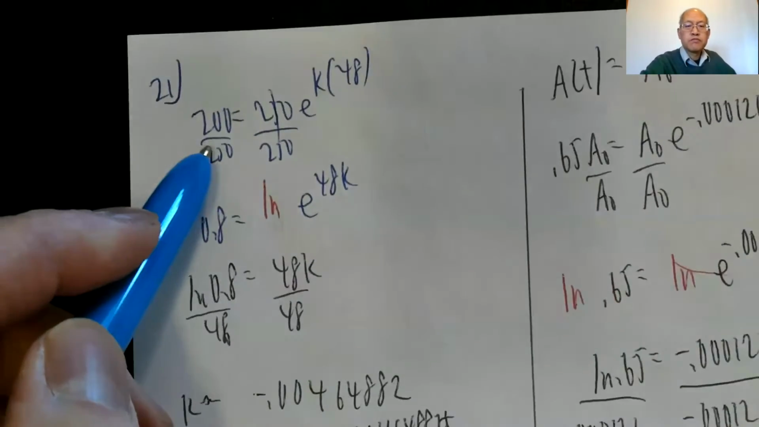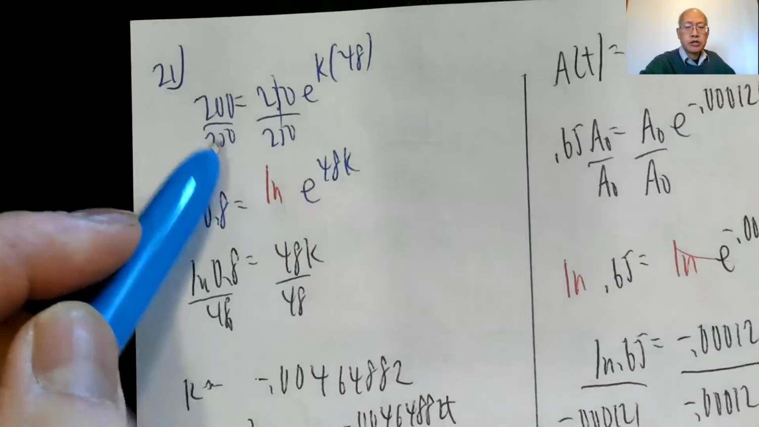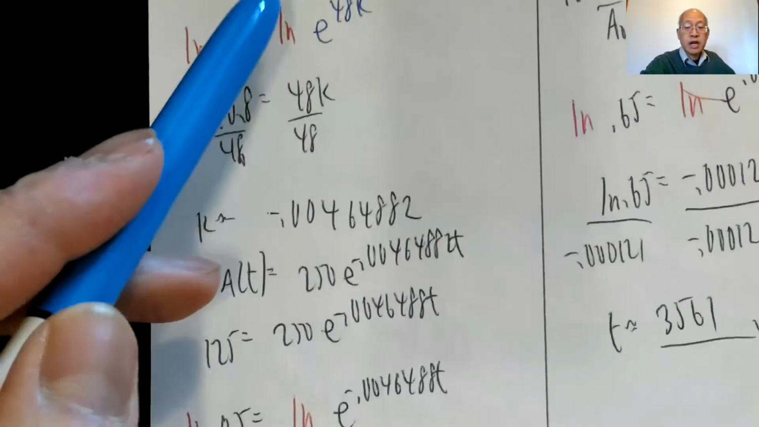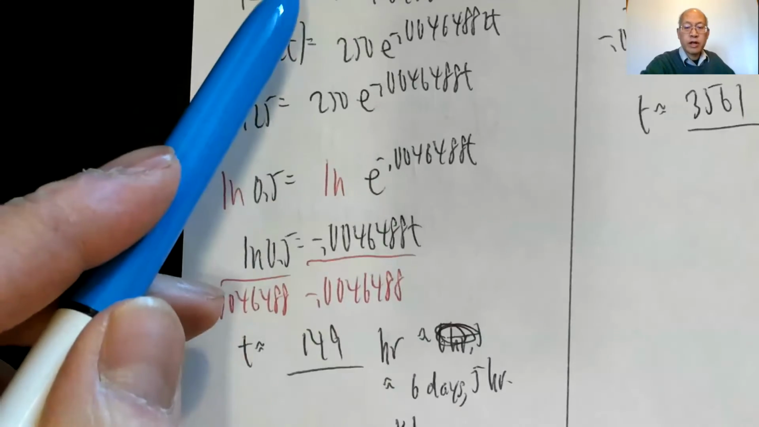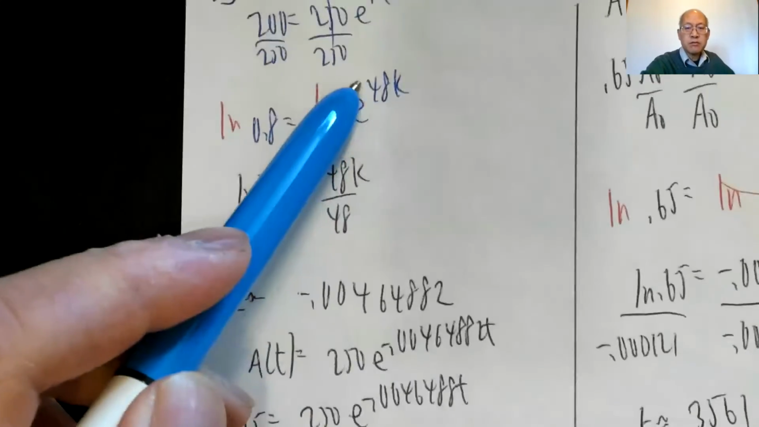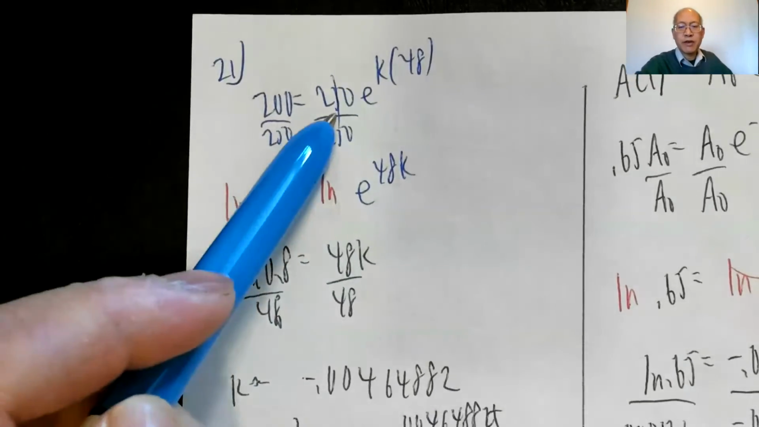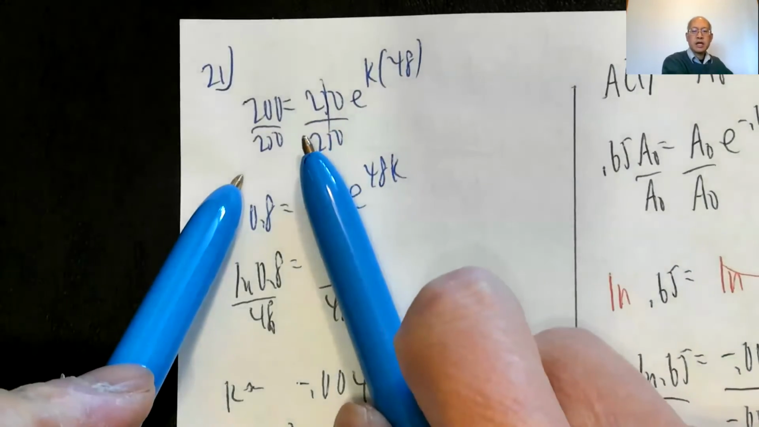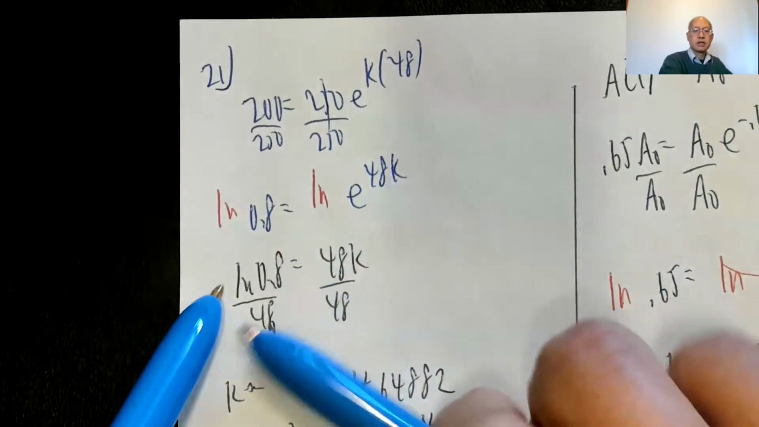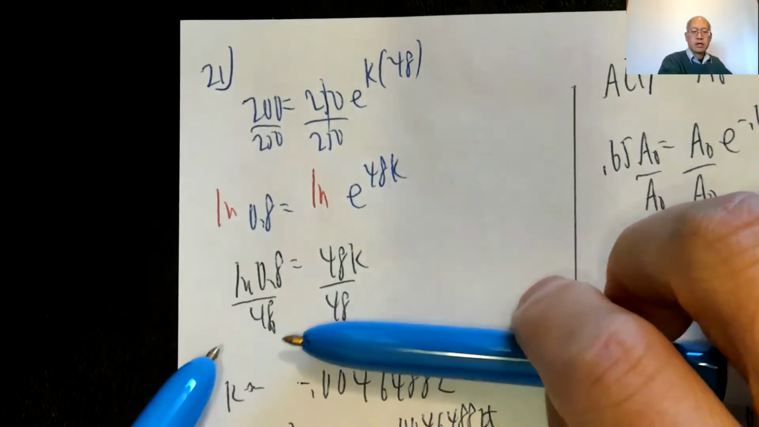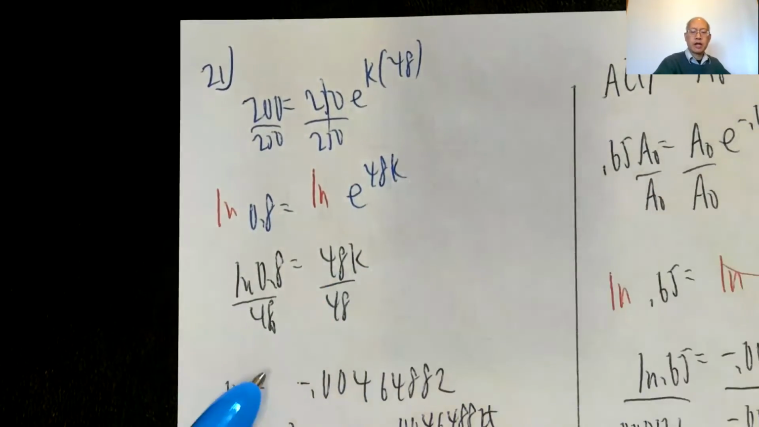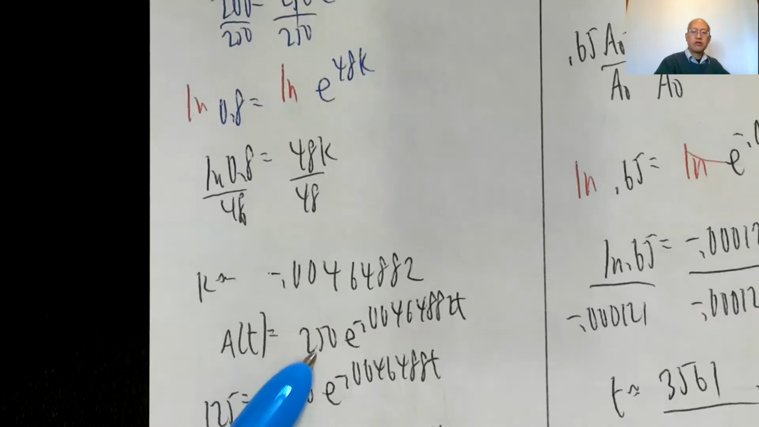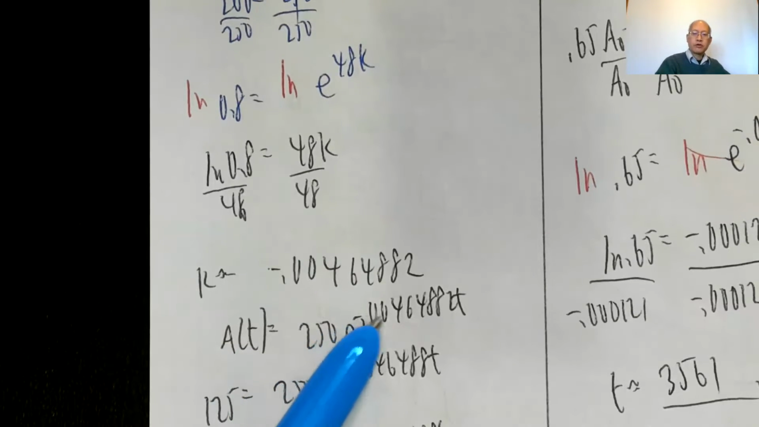Okay, 21. Initial amount of 250 reduces to 200 after 48 hours. Okay, so find the k, divide by 250. 0.8 is e to the 48k. Take the natural log of both sides. Divide by 48. So k is ln 0.8 divided by 48, negative 0.004648882.